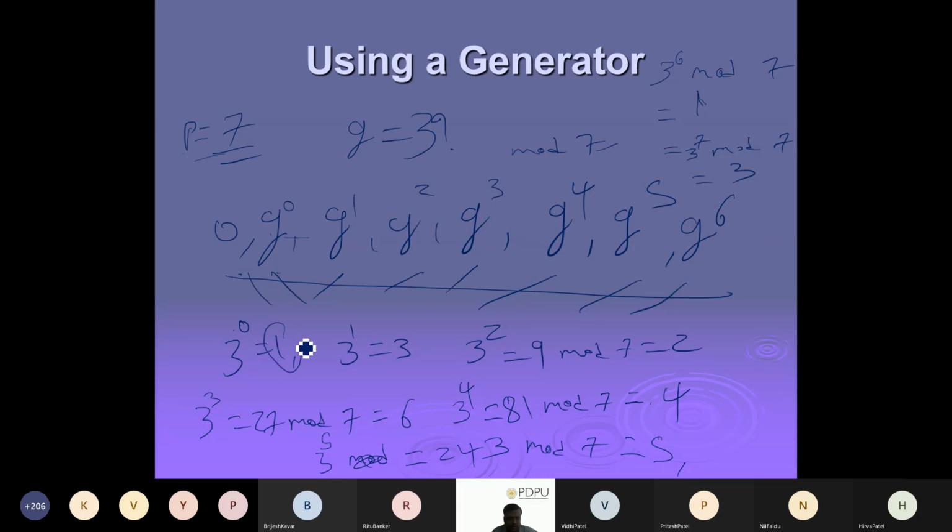So I can see here 1, 3, 2, 6, then 4, 5. I'm just trying to see the sequence here: 1, 3, 2, 6, 4, 5. Again 1, 3. So what will be 3 raised to 8 mod 7? Just out of curiosity, what is 3 raised to 8 mod 7? Will it be a 2?